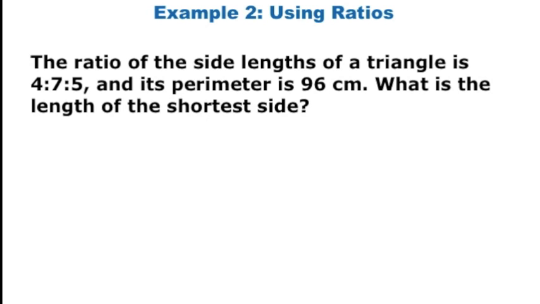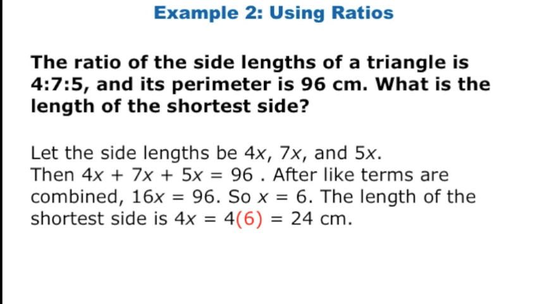Well, there's a real simple way to solve. If you think of these numbers in your ratio 4, 7, and 5 as coefficients of x, then what you can do is create an equation real simply. You know that in perimeter you would add the 3 sides of the triangle to get the perimeter. So I want to replace 4, 7, and 5 with 4x, 7x, and 5x. And I'm going to add those 3 together and set them equal to the perimeter, 96 centimeters.